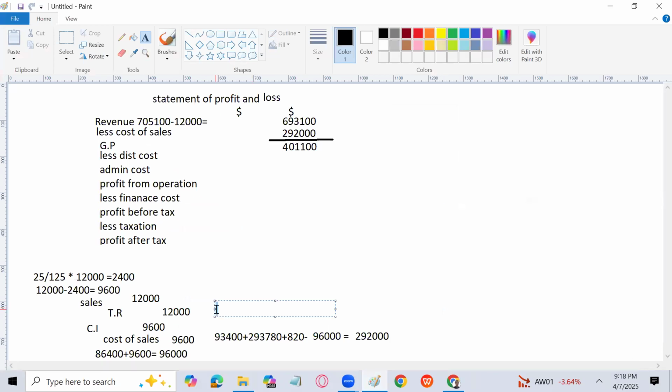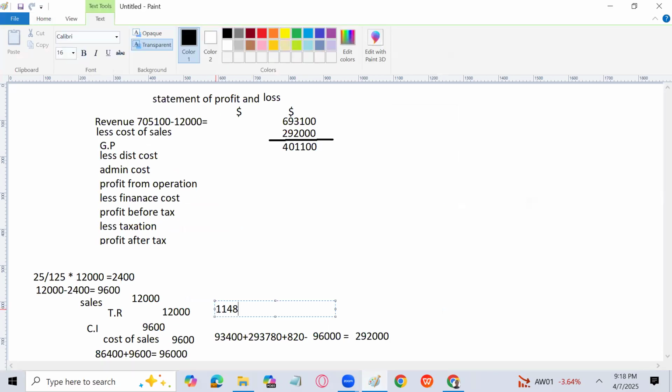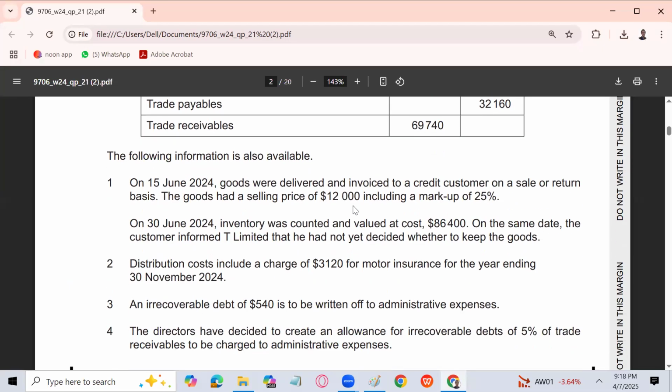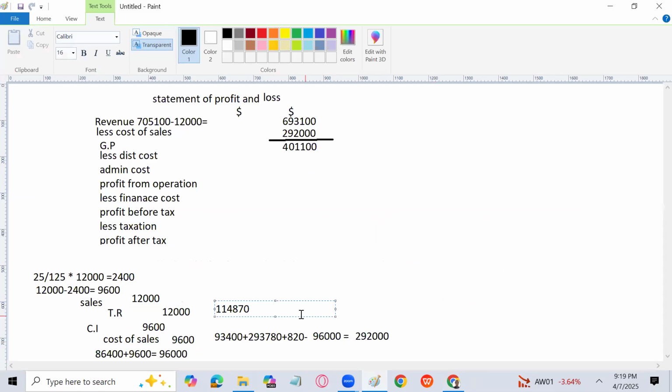So let me do it here. 114,870. That is the distribution cost given in the question. Now, there is a prepaid distribution expense. Distribution costs include a charge of 3,120 for motor insurance for the year ending 30th November. 3,120 into 5 over 12. What will be the amount? You need to calculate. 3,120 multiplied by 5 over 12. That is the prepaid distribution expense, and that's supposed to be subtracted from here.